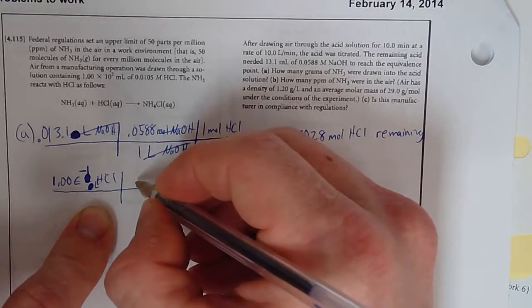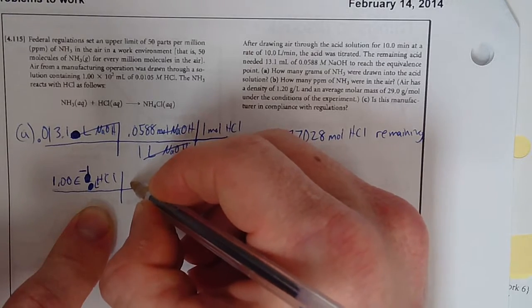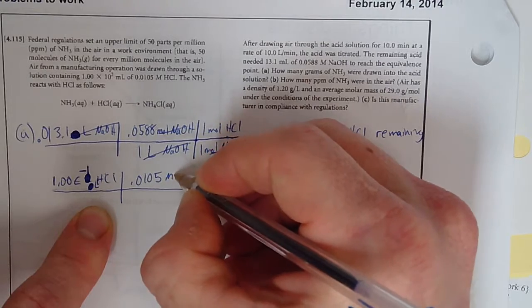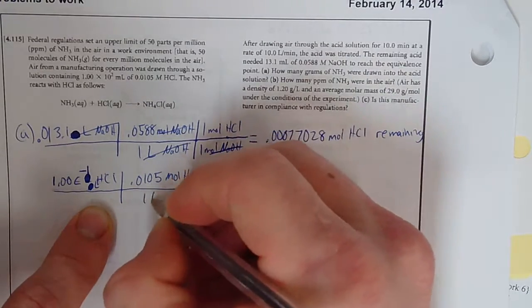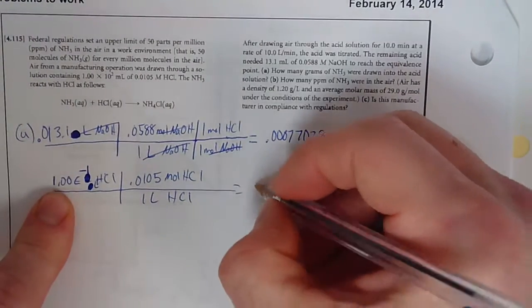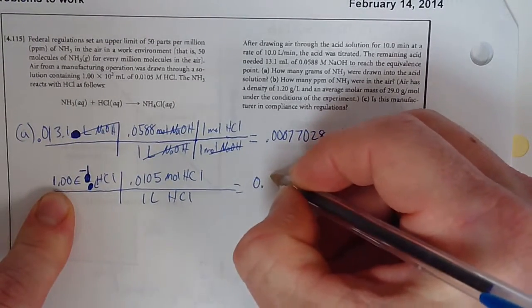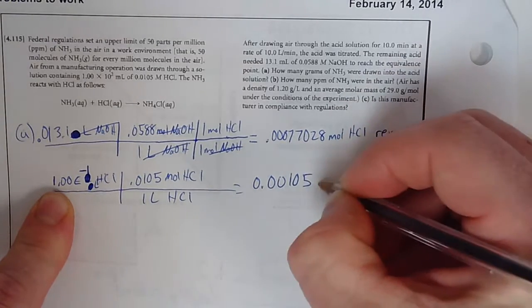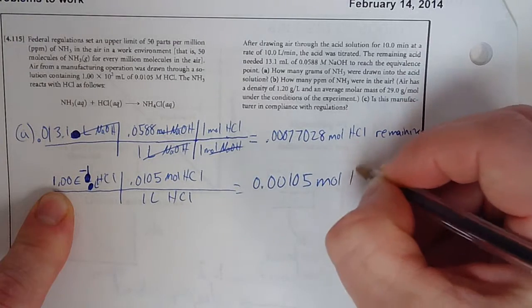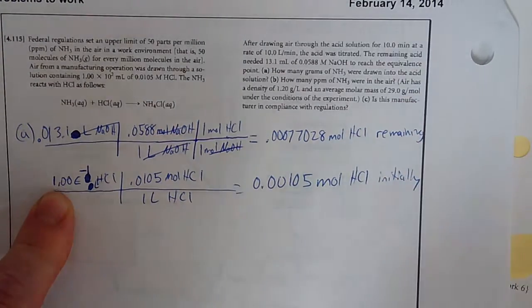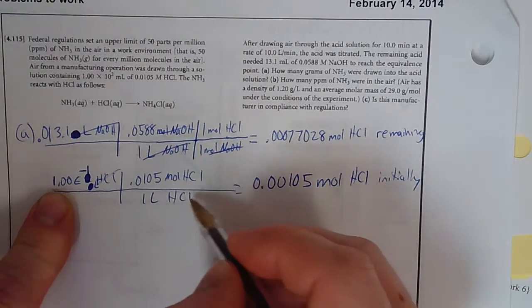And then I'll do the same thing. So they told us it was 0.0105 molar HCl. All right, and then you'll do 0.1. So that's going to be 0.00105 moles of HCl. And the liters of HCl canceled out.